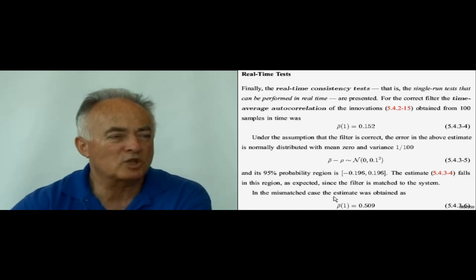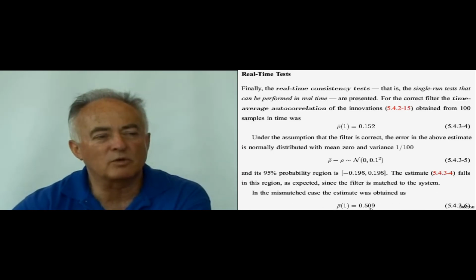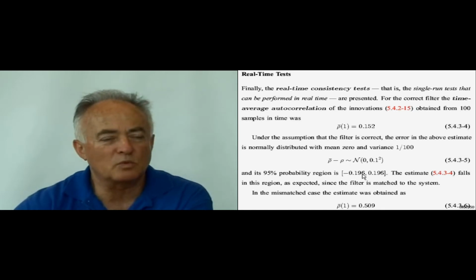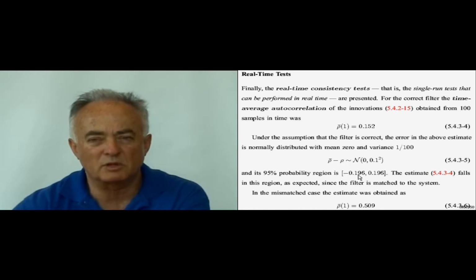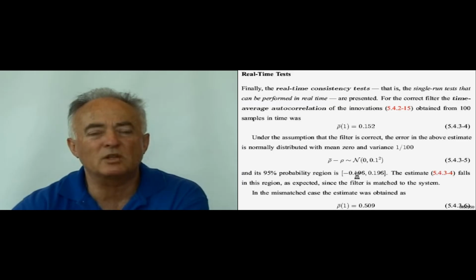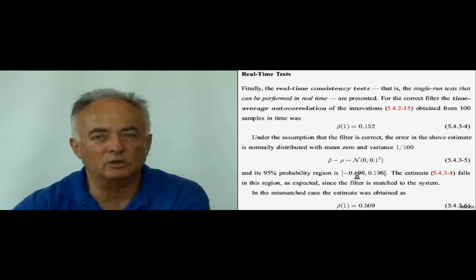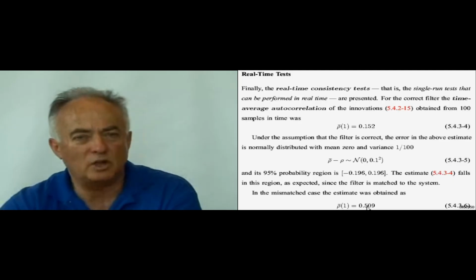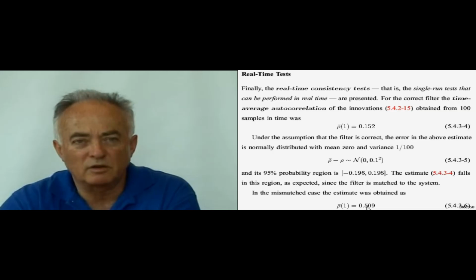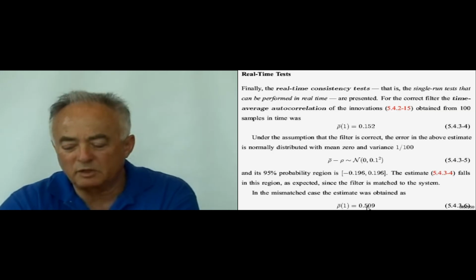In the mismatched case, the estimate is 0.509, and you can see it's way outside this region. It also matches the 0.5 obtained from the Monte Carlo runs, but now it's one run and a time average instead of 50 runs and an ensemble average over the runs. So clearly from a single run, the autocorrelation shows itself as being wrong, therefore there's something wrong with the filter.